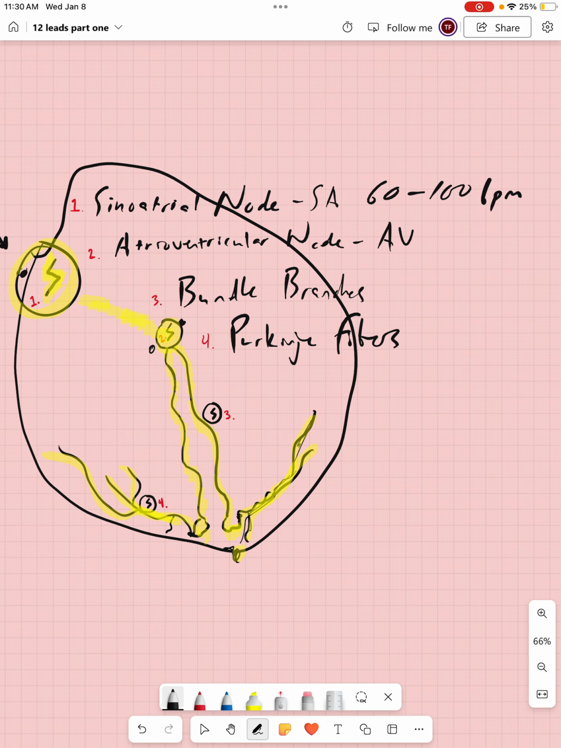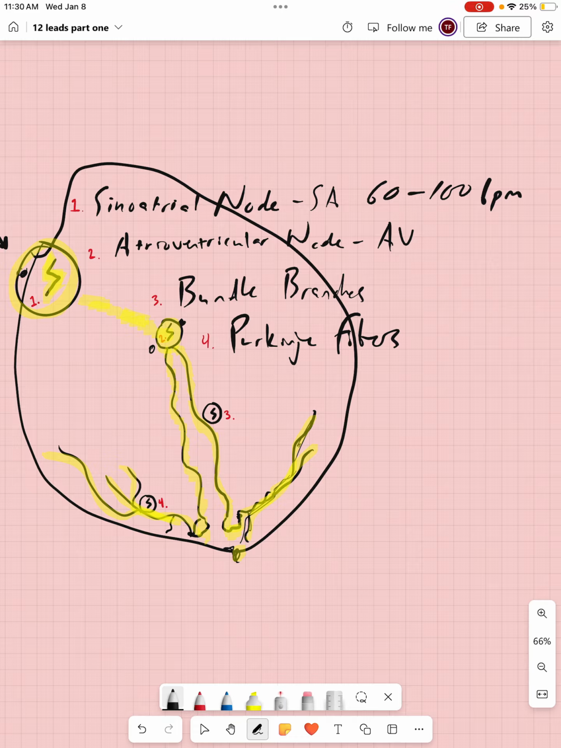Let's say, I'm going to use an analogy here. Let's say we got our SA node, our AV node, our bundle branches, and our Purkinje fibers. Let's say they are avid football fans, and we'll say our SA node, it's a big game for their team on Sunday night, and they're super excited. It's the conference finals, and they're very pumped, and they stay up really late. They might overindulge a little bit, and because they did that, they don't show up to work on Monday.